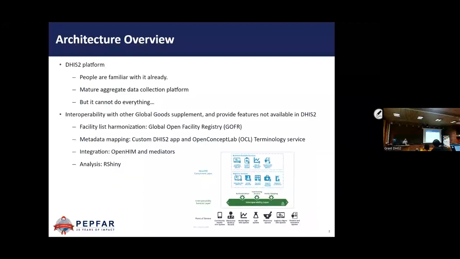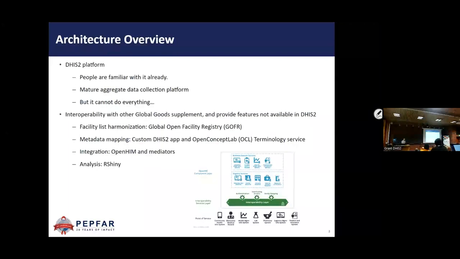People are familiar with it, not just our users, the PEPFAR users, but also the Ministry of Health users and others. And DHIS2 is quite mature when it comes to aggregate data collection. The other parts of DHIS2 might not be as good, but the aggregate is definitely there. And thanks, Lars. But it cannot do everything. I know DHIS2 is supposed to be a Swiss Army knife, but it's not. So in order to address some of the shortcomings, we use other global goods to supplement it.